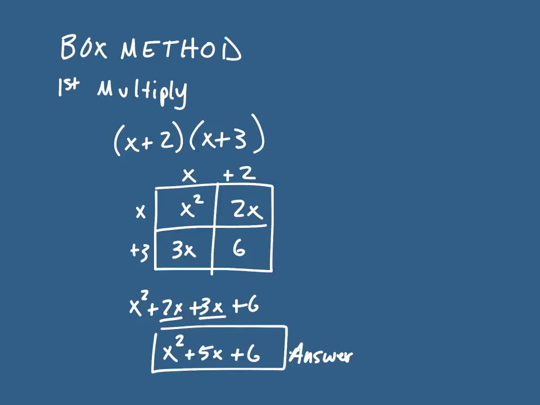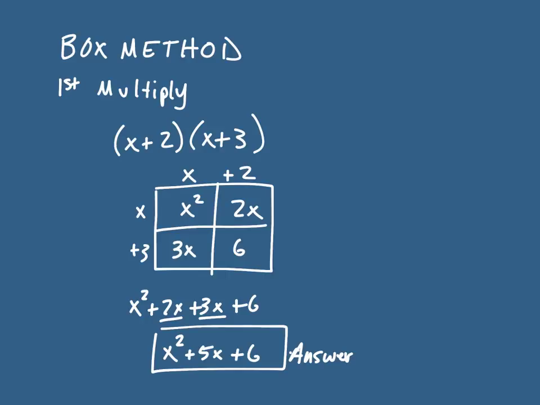The process I go through to multiply these two does not change. It doesn't matter what numbers are here, or if they're positive or negative. I still put my first binomial here, my second binomial here, multiply them together to get what's inside the boxes, and then add them up. That's it. And then combine like terms.